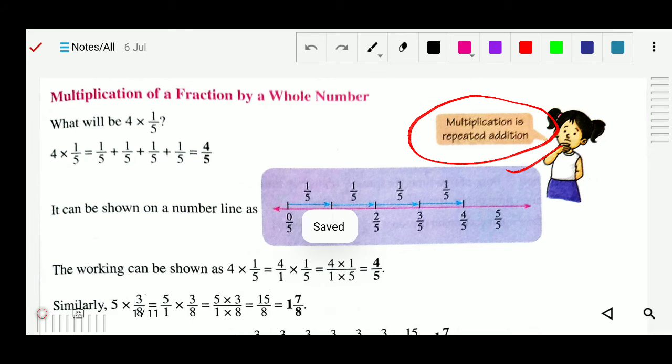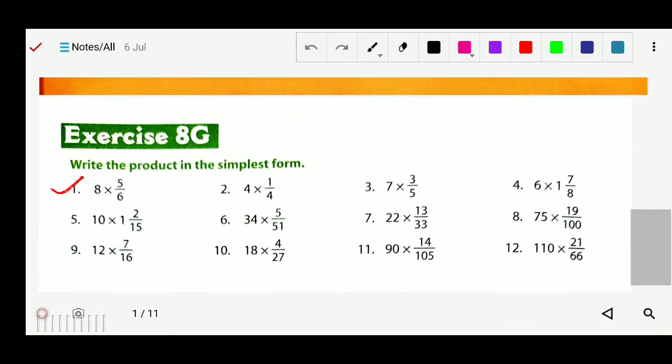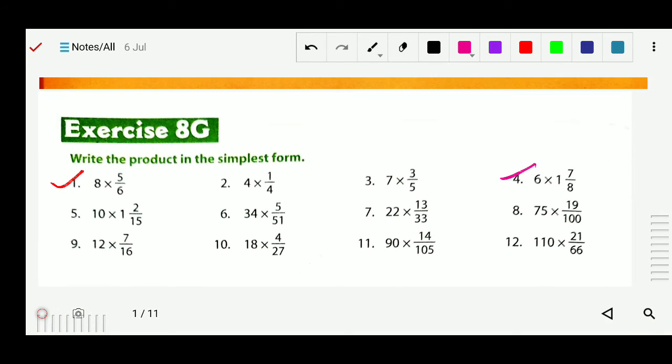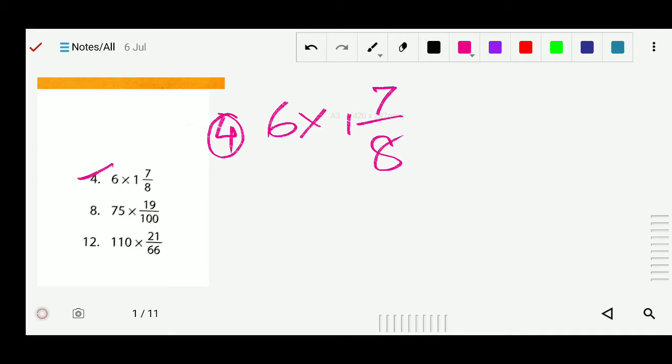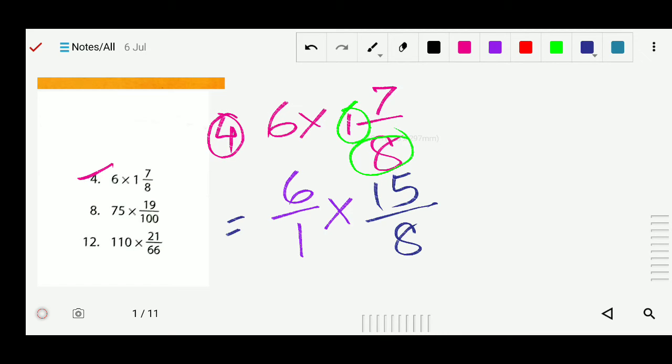Now let's solve question number 4. This question is 6 into 1 and 7 by 8. Again we follow the same steps. We write 6 by 1, and first we make the mixed fraction simple: 8 into 1 is 8, plus 7, that will be 15. So write 15 by 8. Now we can divide: 2 threes are 6 and 2 fours are 8. Is further division possible? No.